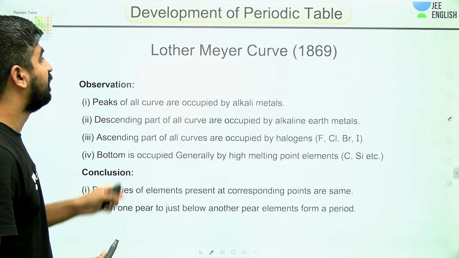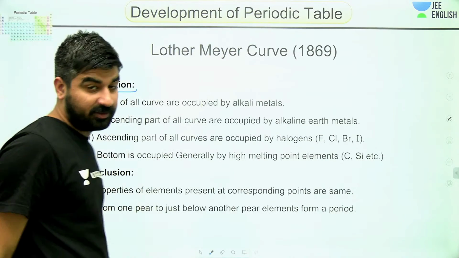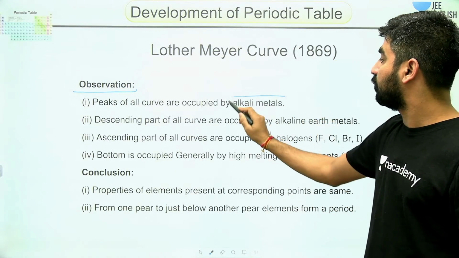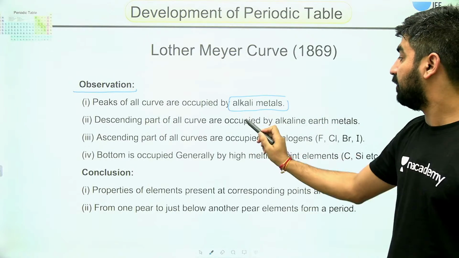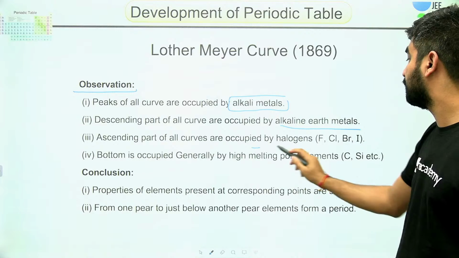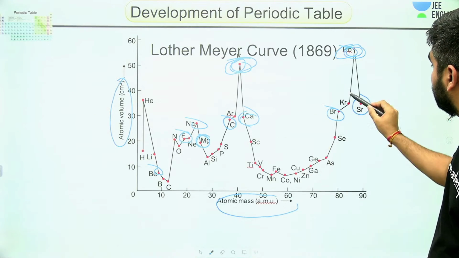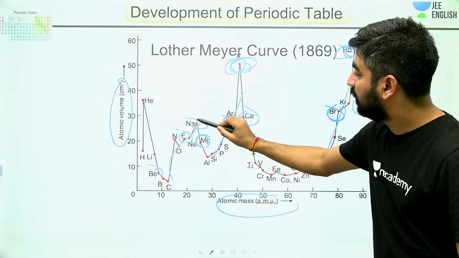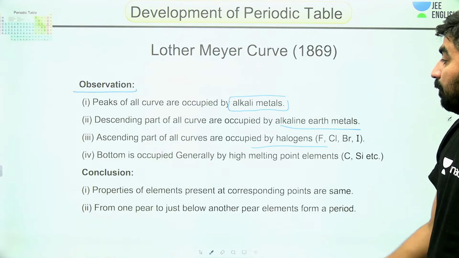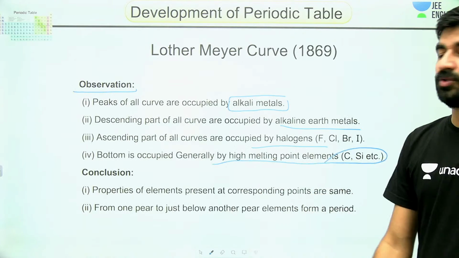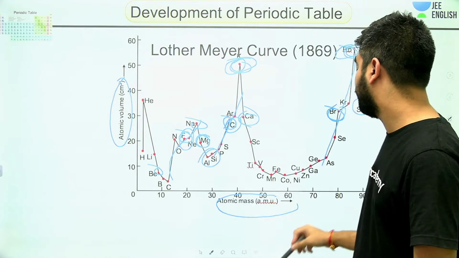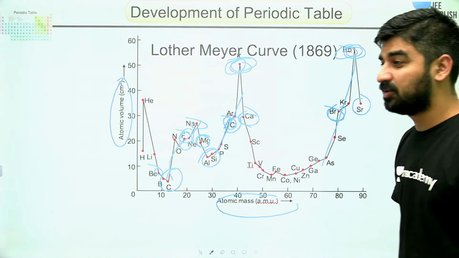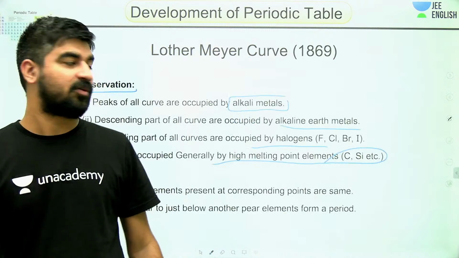Again, here in the Lothar-Meyer curve, what were his observations? Note them carefully. Observation number 1: peaks of all curves were occupied by alkali metals. Descending parts were occupied by alkaline earth metals, ascending parts by the halogens. You can see here, yes, halogens are here on the ascending part, halogens are here, right? The bottom is occupied by elements with high melting points, like silicon and carbon. These were purely observations, guys.